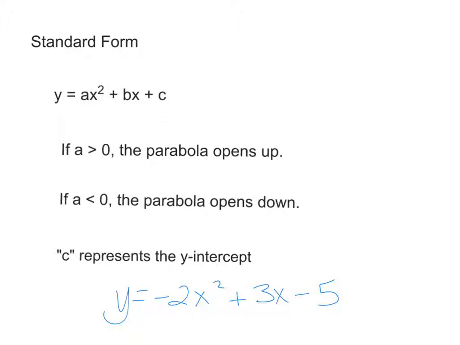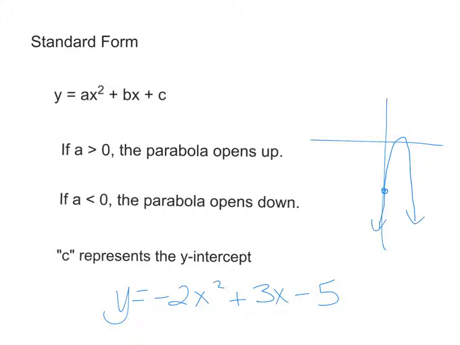At -5. So we don't know where the vertex is like we do in vertex form, but we know that it opens down, it's fairly narrow, and it crosses the y-axis at -5. So if I were to try to make a guess of what it looks like, it crosses at -5, so down here somewhere, it's fairly narrow. But the problem is I really don't know where that vertex is going to be.